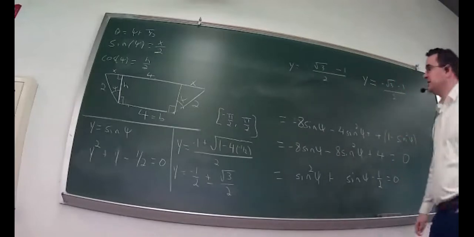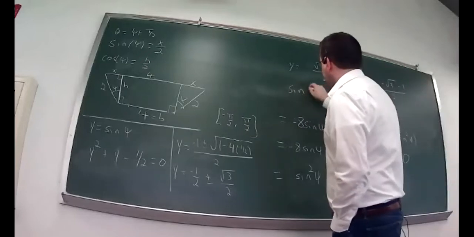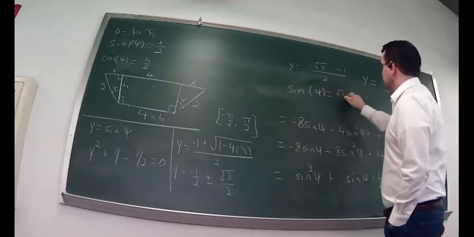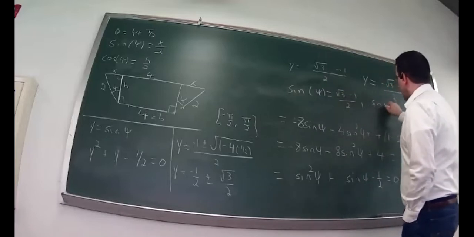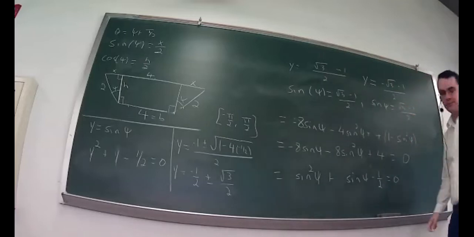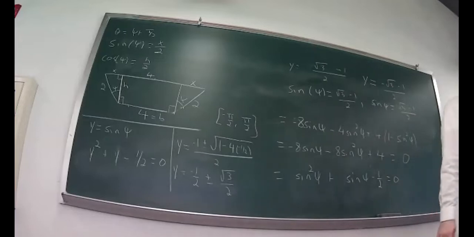And since y is sine psi, you'll get sine of psi is equal to root 3 minus 1 over 2. And I guess the question is then, can you find an angle that gives you that answer? That doesn't look very standard to me. Unless I messed something up, I think that doesn't look very standard. So you'd have to just approximate that.